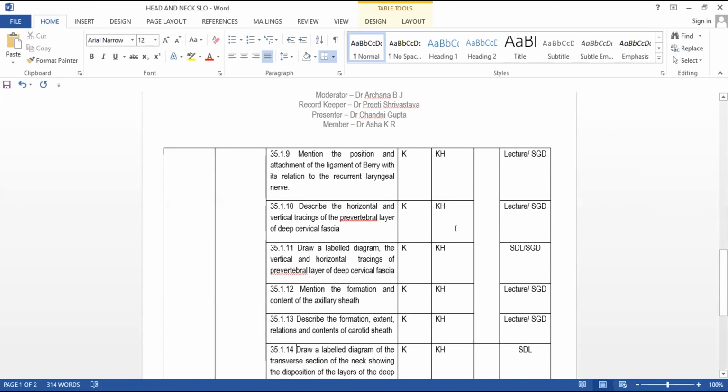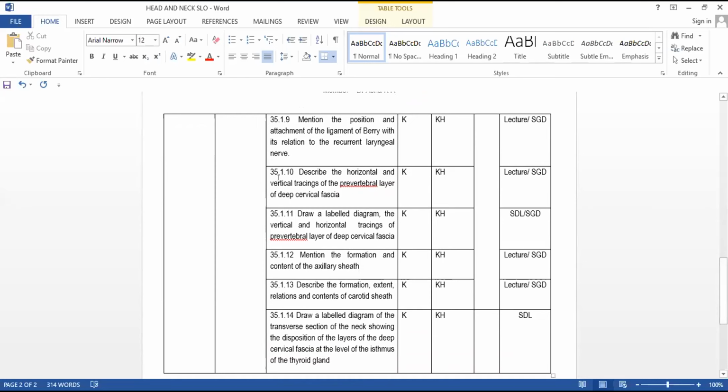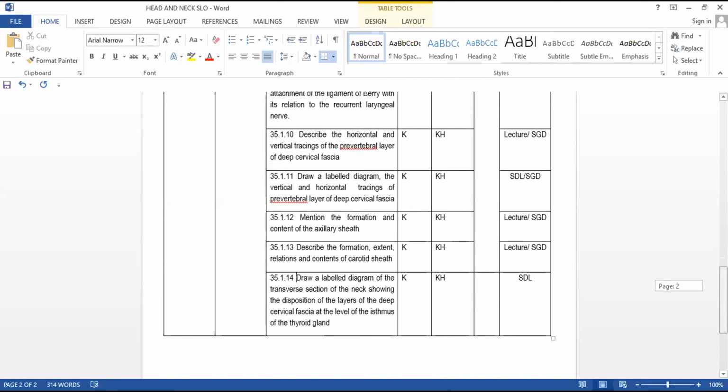Eighth SLO is illustrate with labelled diagram the vertical and horizontal tracing of pretracheal layer of deep cervical fascia. Domain is K, level is knows how, and it can be done either by SDL or small group discussion. Ninth SLO is mention the position and attachment of ligament of Berry with its relation to recurrent laryngeal nerve. Domain is K, level is knows how, and it can be done either through lecture or small group discussion.